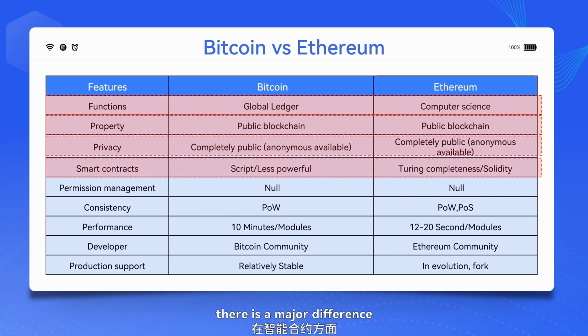However, there is a major difference between them in terms of smart contracts. Bitcoin smart contracts are script-based and less powerful, while Ethereum is Turing-complete, with Solidity as its representative, making it more powerful. In terms of consistency, Bitcoin mainly uses the POW, proof of work, algorithm, whereas Ethereum supports both POW and POS, proof of stake. Bitcoin produces a block approximately every 10 minutes, while Ethereum is much faster, with a block being generated roughly every 12 to 20 seconds.